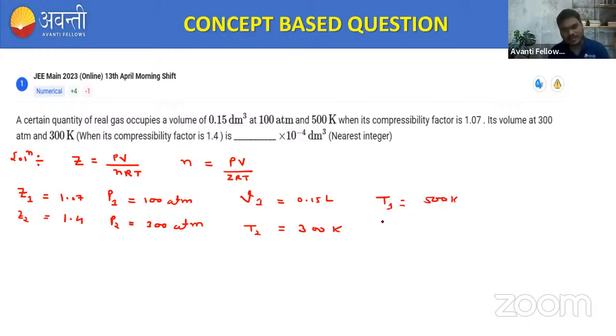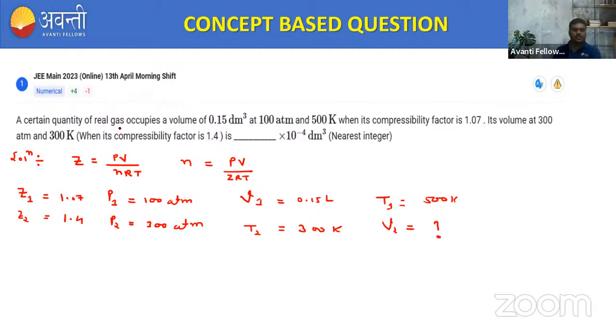You need to calculate V2 only. They are asking its volume at 300 atm and 300 Kelvin in decimeter cube, so you need to calculate the volume also. Let's see how to find this. A certain quantity of the real gas occupies a volume V1 when its compressibility factor is Z1, and volume V2 when the compressibility factor is Z2.